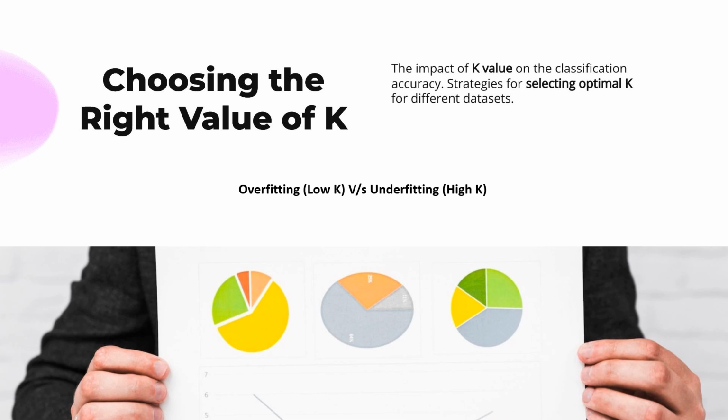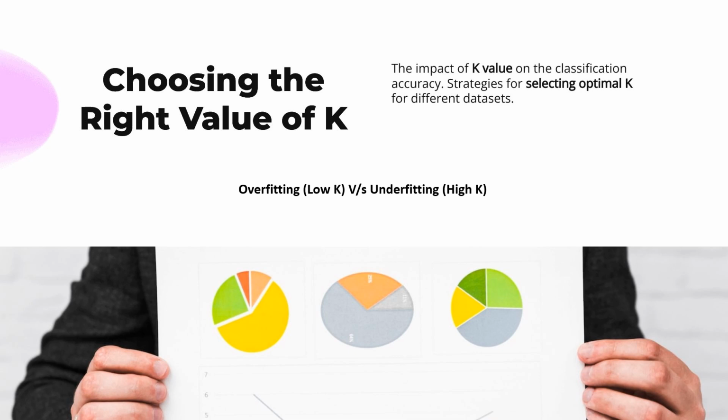Strategies for choosing the right K. Experimentation with different K values. Test a range of K values and evaluate the performance to find the optimal one. This approach involves plotting performance metrics, for example, accuracy or error rates, against different K values. Cross-validation. Use techniques like k-fold cross-validation to assess model performance with different K values. Cross-validation divides the data into multiple subsets, ensuring that the model's evaluation is more robust and reliable.